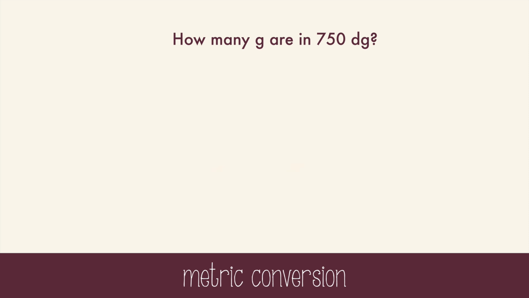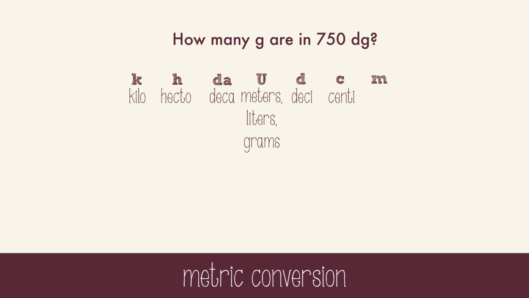First, you need to know your metric prefixes. I use the mnemonic King Henry died unexpectedly drinking chocolate milk to remember kilo, hecto, deca, unit, deci, centi, and milli. These decrease by a factor of 10 as you go from left to right. Start with what you're given. Now, let the units guide you. Decigram will have to be on the bottom to cancel, and grams will have to go on top.